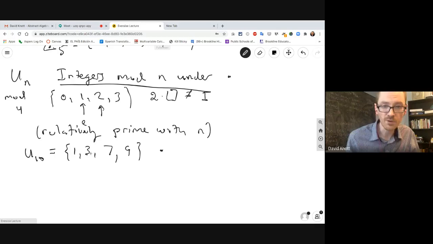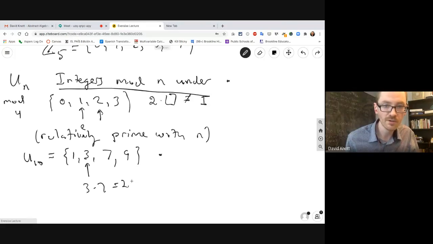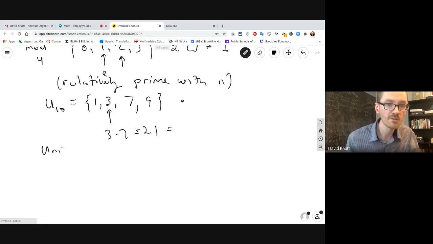If you check, the product of any 2 of these guys under mod 10 is another one of these guys, and every one of these guys has an inverse, right? So for example, what's the inverse of 3? Well, 3 times 7 is 21, which mod 10 is 1. So the inverse of 3 is 7 in this case. So that's a really important group. It's what I'll call the unit group, and I'll come back to it a lot. This unit group is really quite interesting, and it's going to be a source of investigation for us.